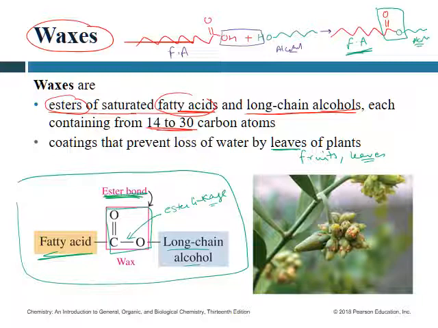Why are these waxes present on fruit and leaves? Because they help to prevent the loss of water and damage from pests, right? So this is like a covering on the top surface of the fruit and leaves. So this is the importance of waxes.